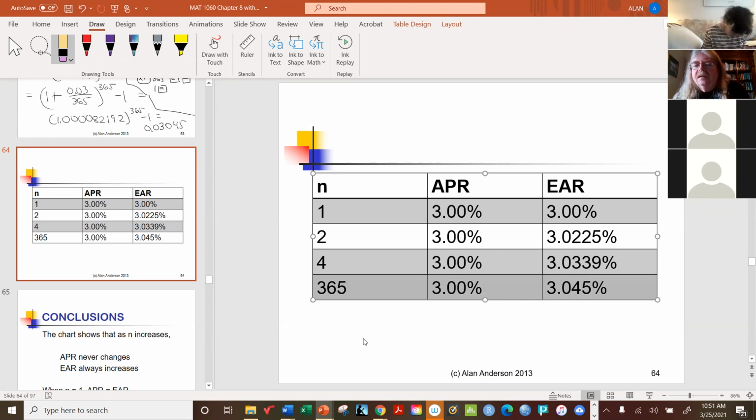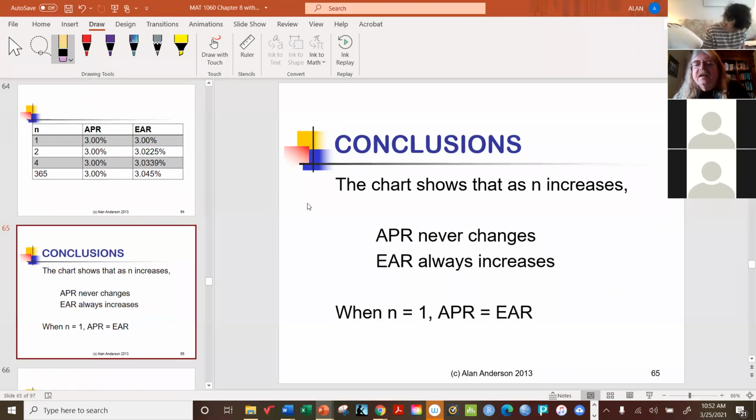All right. And so I've drawn some conclusions for you here as well. Again, as N increases, APR never changes, but EAR always increases. And in addition, we should note that when N equals 1, the 2 are equal to each other.